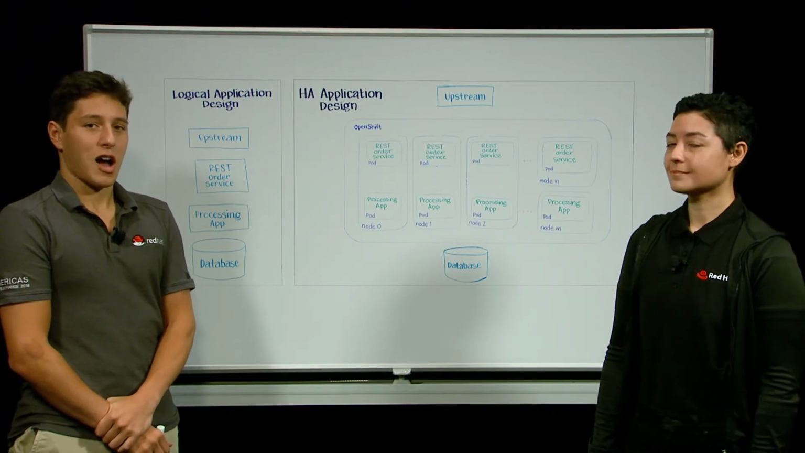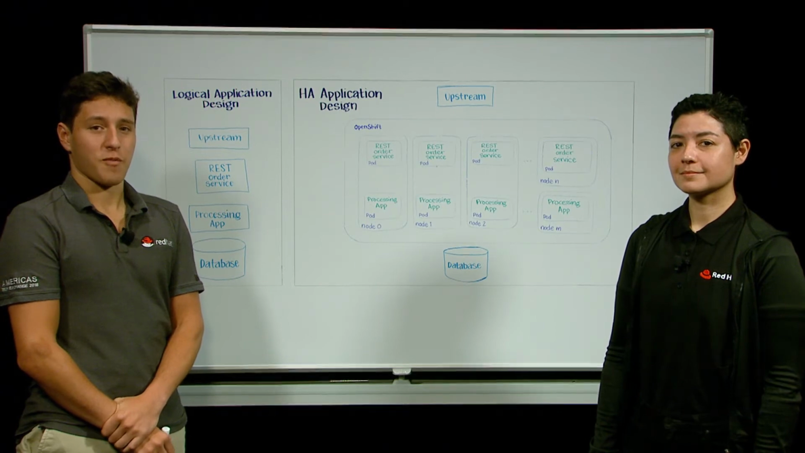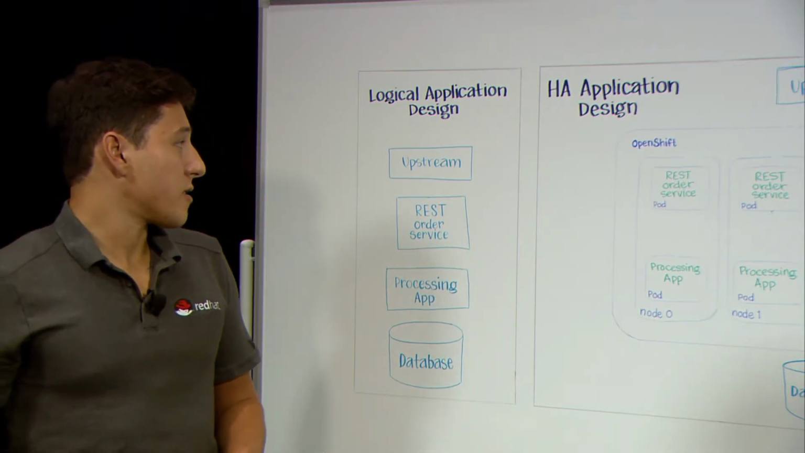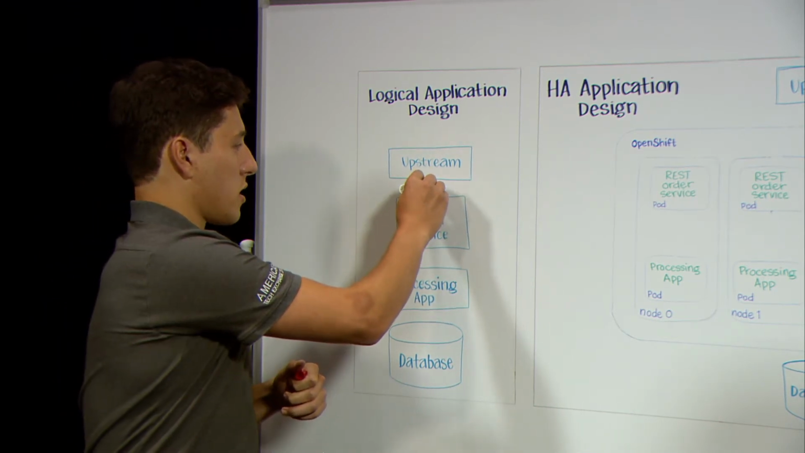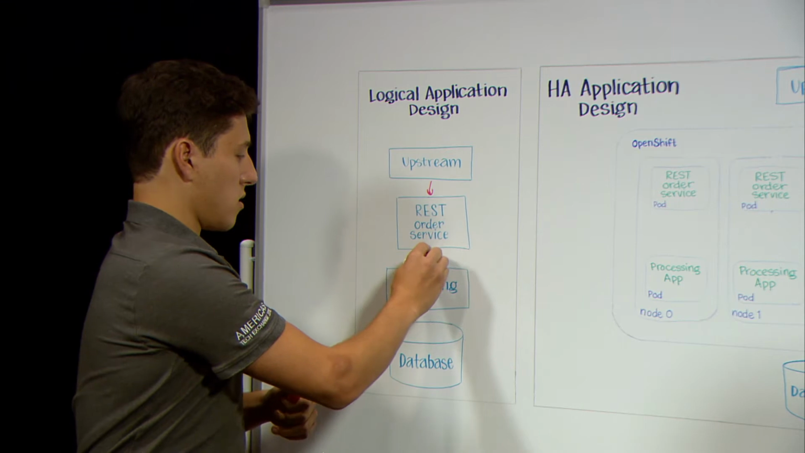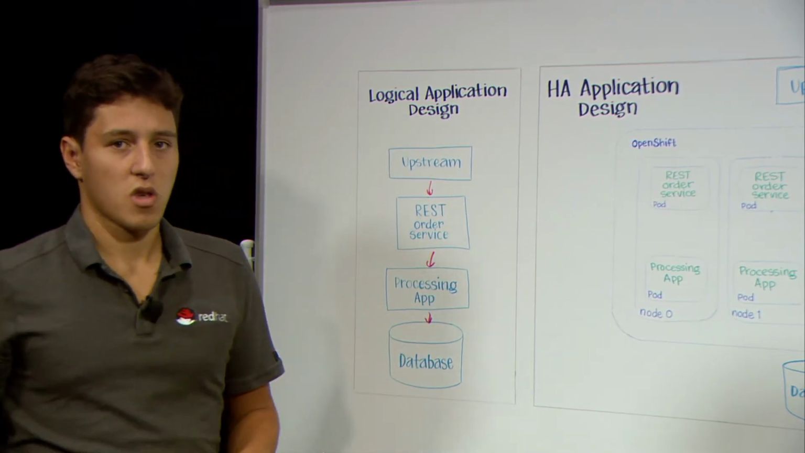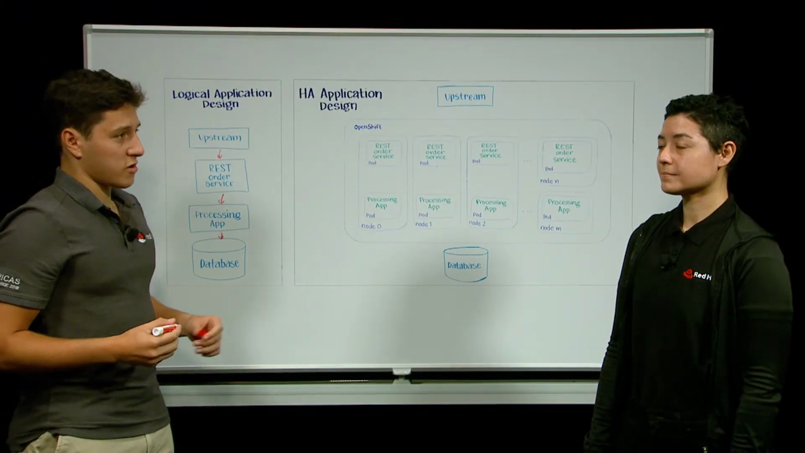Today we'll be talking about Kafka and OpenShift and how we can get our application highly available and ready for production. You see here our logical application design, and it has an upstream service connected to a REST service, connecting to a processing app, and an underlying database. What we want to do here is make this highly available and ready for production.